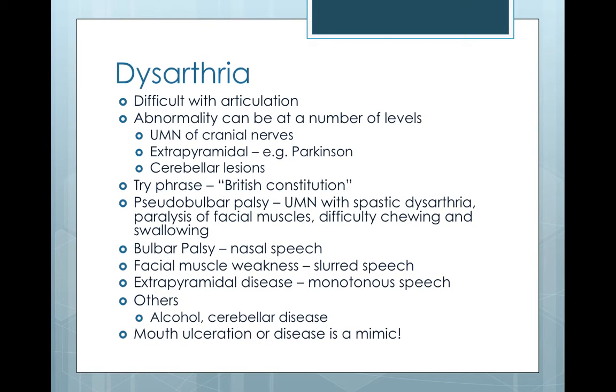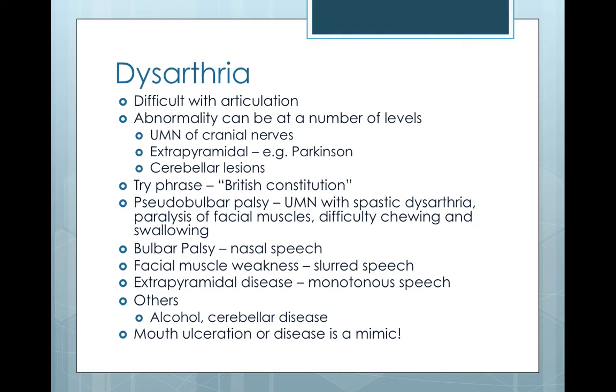So moving on from dysphagia now, we talk about dysarthria, which is a problem with articulation. And the problem here can be at a number of levels. So there can be an upper motor neuron problem of cranial nerves. There may be an extrapyramidal problem, such as Parkinson's disease, and there may be cerebellar lesions and problems sort of coordinating things. So something like a phrase like British Constitution is a good way to test for this.